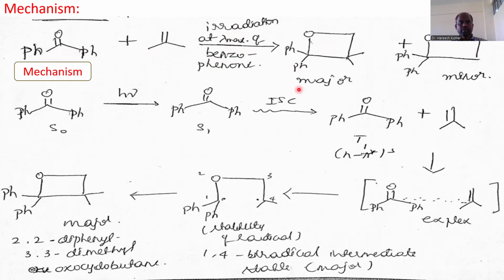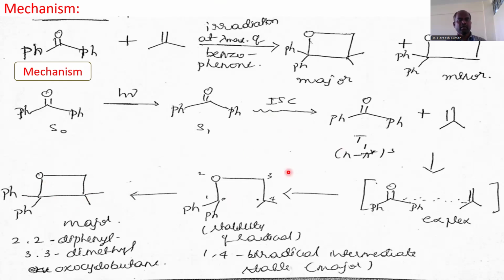And here, the mechanism: the carbonyl compound in the ground state, when irradiated at the lambda max of benzophenone, goes to the singlet one, and the singlet one undergoes intersystem crossing, forming a triplet one. This triplet of benzophenone reacts with the ground state alkene, forming an intermediate like this. That means there will be a new bond formation between this carbonyl oxygen and the more substituted carbon. Initially there will be a key intermediate: oxygen-carbon bond formation will be the key intermediate, and later on carbon-carbon bond formation. So this is how the major product is formed.